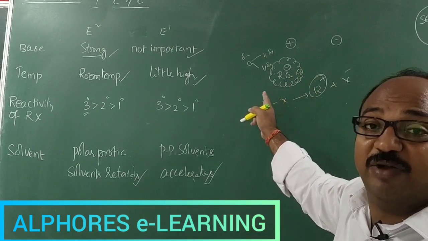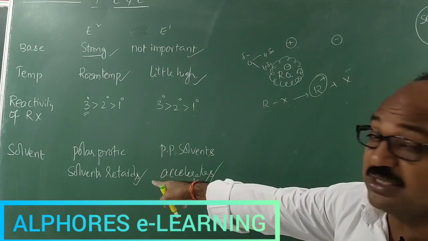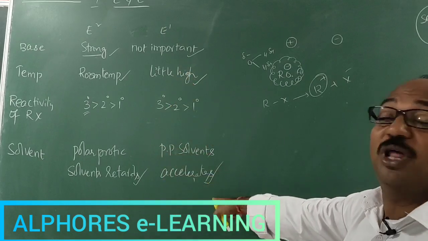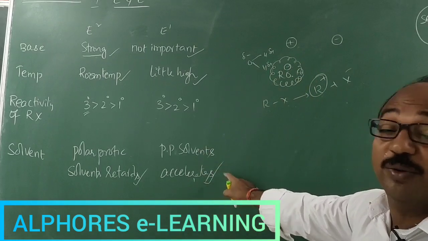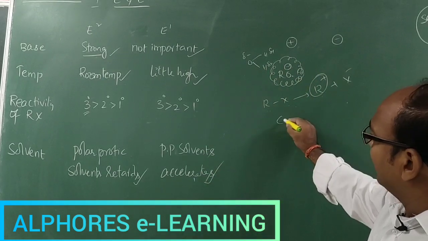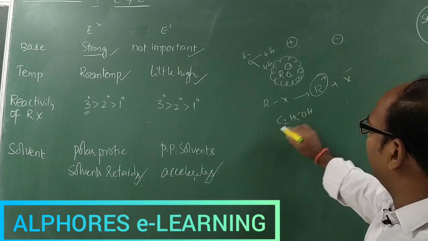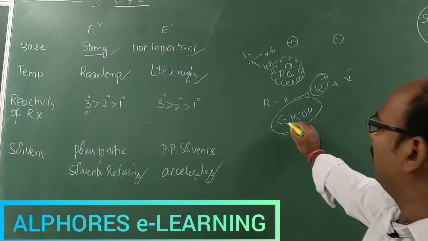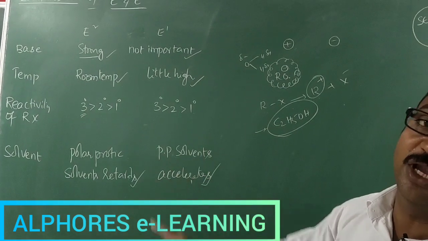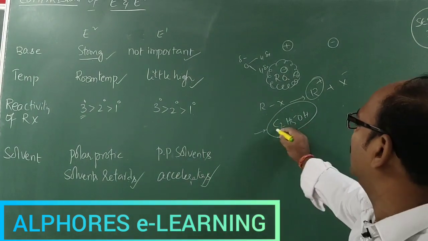The same polar protic solvents suppress E2 elimination. The same polar protic solvents increase E1 rate. And ethyl alcohol or any alcohol, even though a polar protic solvent, is preferably used for both E1 and E2. Remember that its dielectric constant is less.